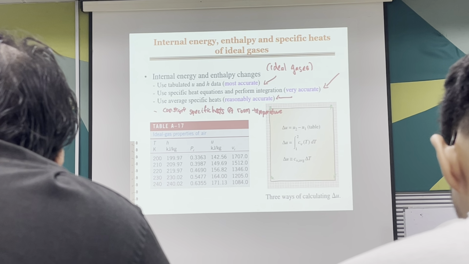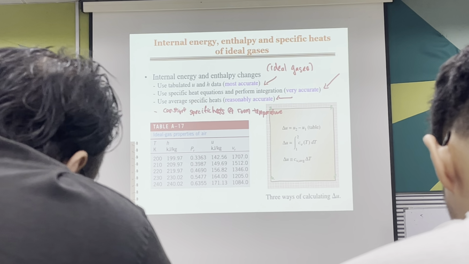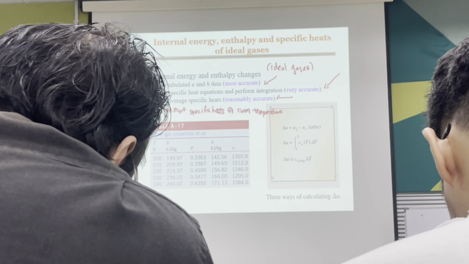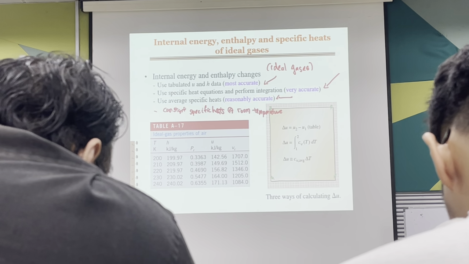We just use the value from A to. But we are not here to learn that for now. So we skip the fourth method. We look at the first three. Okay, so the first method is actually tabulated u and h data.